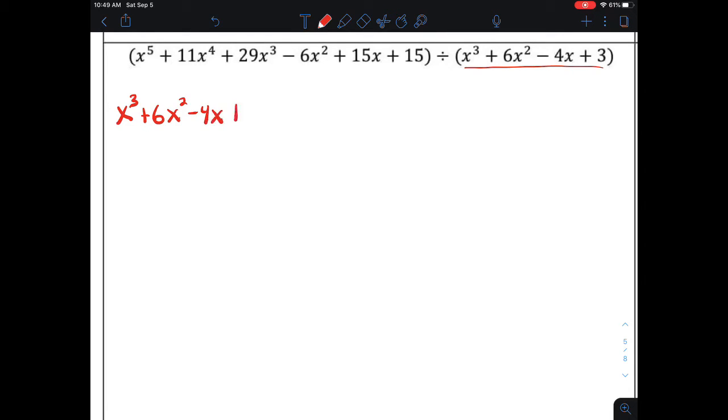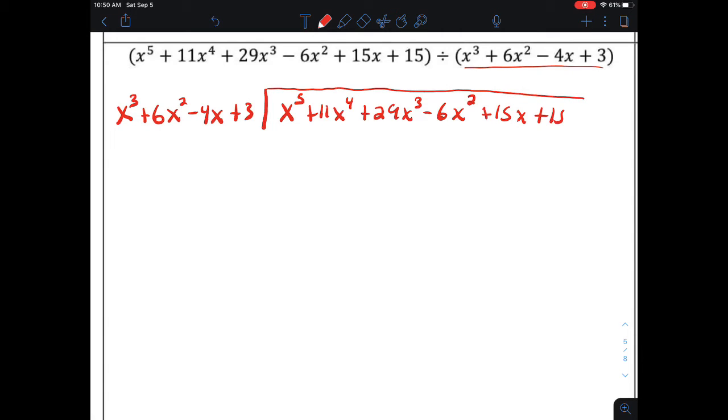Now the process of doing this is very similar to how you would divide two numbers into one another by hand. And I call it the old school division sign. So inside of what I'm dividing would be x to the 5th plus 11x to the 4th plus 29x to the 3rd minus 6x squared. You have to make sure you account for all terms, even if they're not there. So if I was missing a term, I'd have to put a 0 in its place. All right, so here's my division problem.